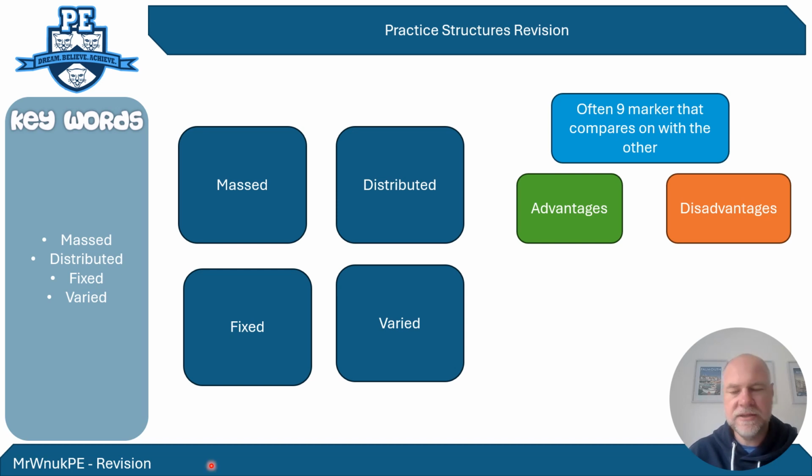Hi guys, and today we're going to be focusing on practice structures for the GCSE PE paper 2, and in particular we need to be focusing on mass practice, distributed practice, fixed and varied practice. Now you've got to be careful in this one because it's quite often the 9-mark exam question where they'll probably pick two to be compared against, so like mass versus distributed practice or fixed versus varied. And often we're looking at the advantages versus disadvantages and what type of players are best suited for which type of practice.